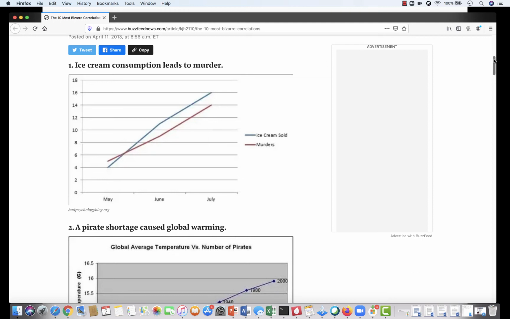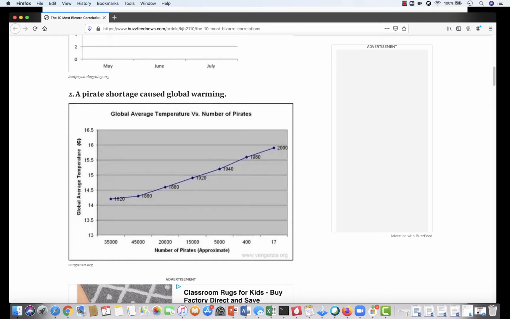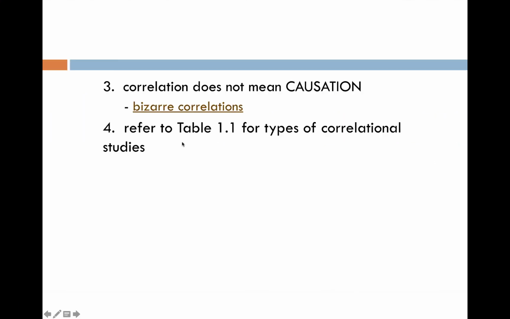Okay, these are just some fun, bizarre correlations to look at. Pirate shortage caused global warming. Here we look at a period of time over which the number of pirates increased, and then also the global average temperature increased. Okay, and there's some other fun ones if you want to take a look at that on your own. Those are the 10 most bizarre correlations. Okay, you can also refer to Table 1.1 for types of correlation studies. We're not going to cover that in lecture.